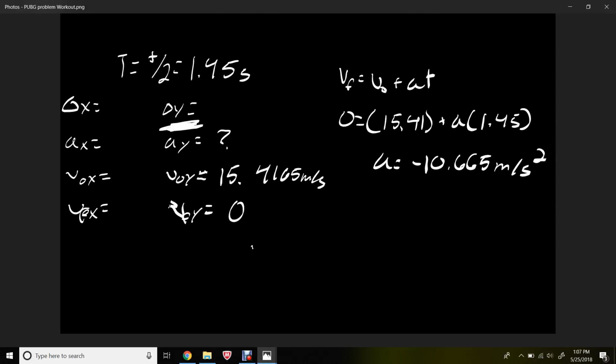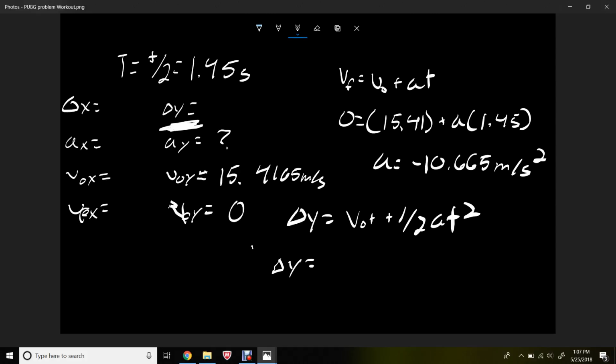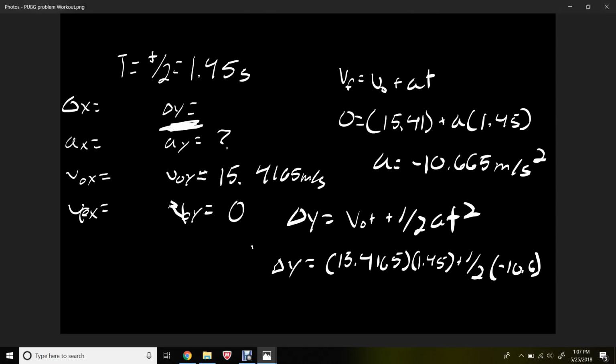Then, to work out the change in y, we'll just use our standard change in x formula. Change in y equals v naught t plus 1/2 at squared. Change in y equals v naught, 15.4165, times time, 1.45, plus 1/2, acceleration, negative 10.6. In the calculation, I'll use the whole thing. I'm just doing this for space, times the time, 1.45 squared.